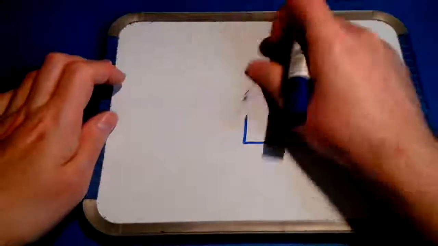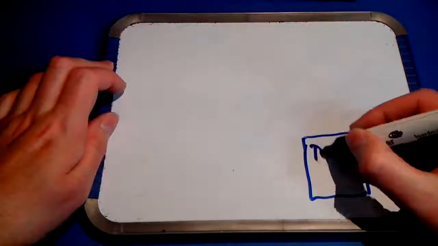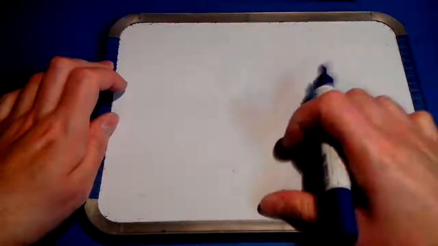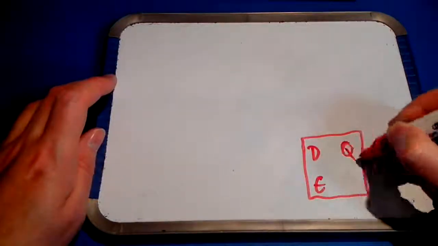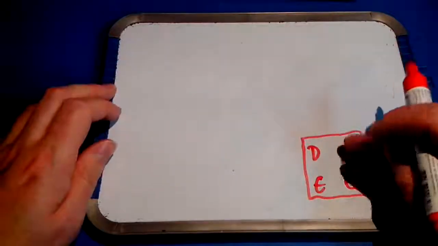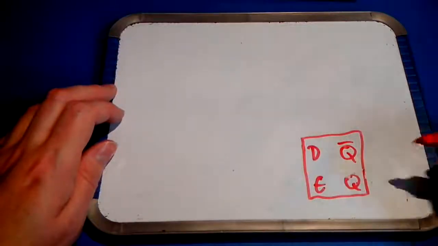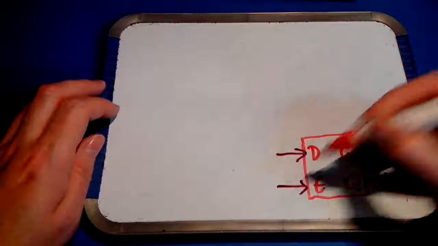Now, this latch can be drawn like this. Let's do it in red. D input, enable input, Q output, Q overbar output. Let's put Q overbar there, and Q at the bottom. It's easier to draw. This is an output, this is an output, this is an input, this is an input.